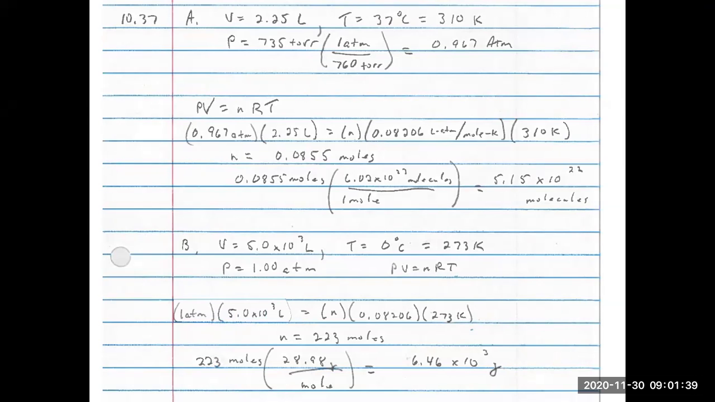We're not quite finished yet because the question asked us for the number of molecules. If we have 0.0855 moles, we know that there are 6.02 times 10 to the 23rd molecules per mole. That's from Avogadro's number. So doing our dimensional analysis to convert the moles into molecules, we multiply 0.0855 moles times 6.02 times 10 to the 23rd molecules per mole. We do that math, and that leaves us with 5.15 times 10 to the 22nd molecules.